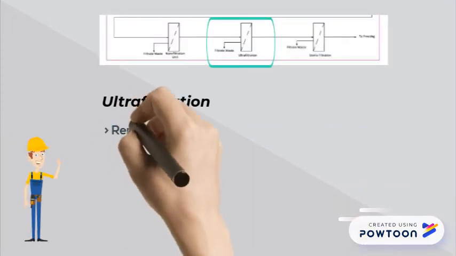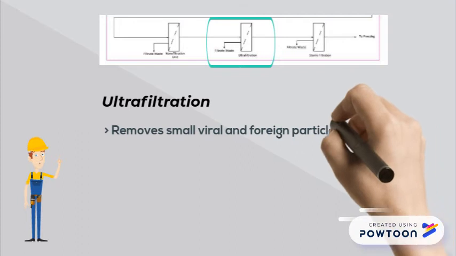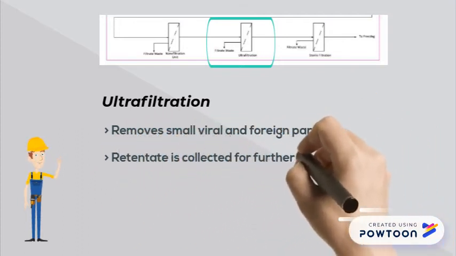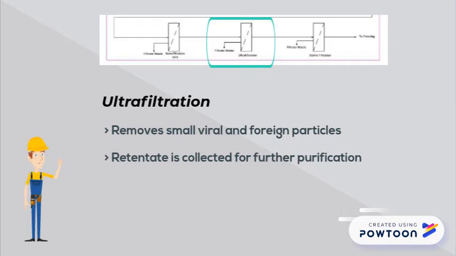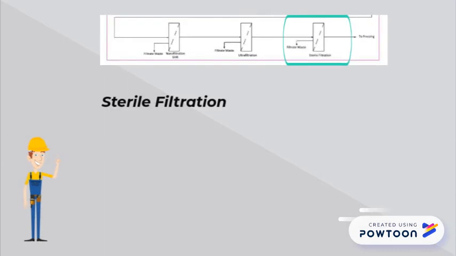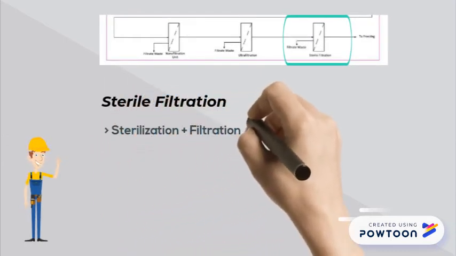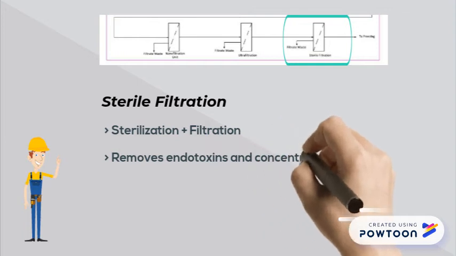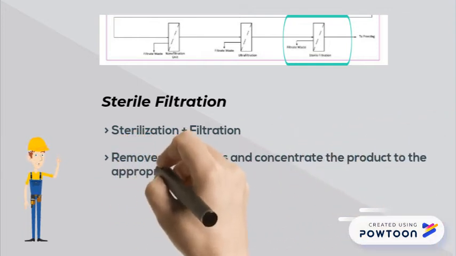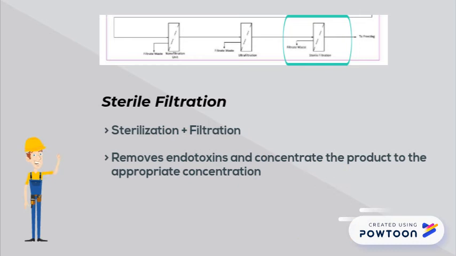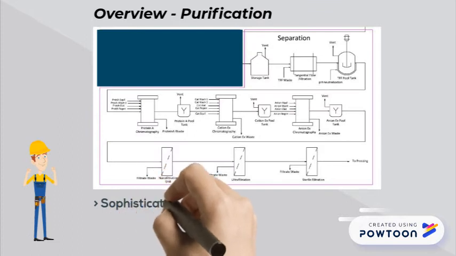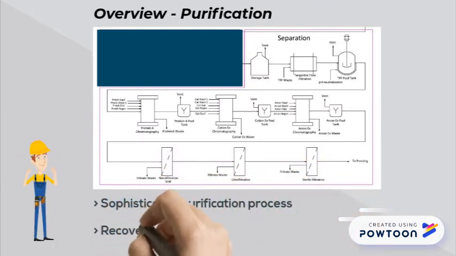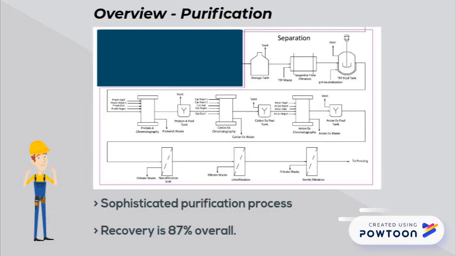After viral inactivation, size-based ultrafiltration is used to remove small viral and foreign particles. A filter will be used to keep the desired product in the retentate but allow for smaller particles to be removed. Both sterilization and filtration are combined in one unit. Sterile filtration serves as the last purification step to help remove any final endotoxins, and also to help concentrate the product to the appropriate concentration. The purification or separation steps for monoclonal antibodies are sophisticated, and the overall product yield obtainable from the purification process is about 87%.